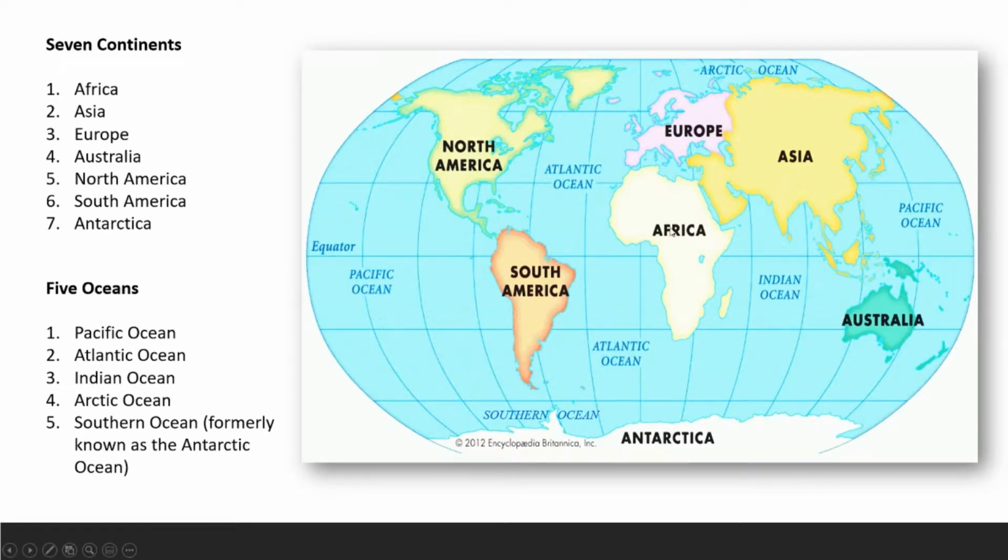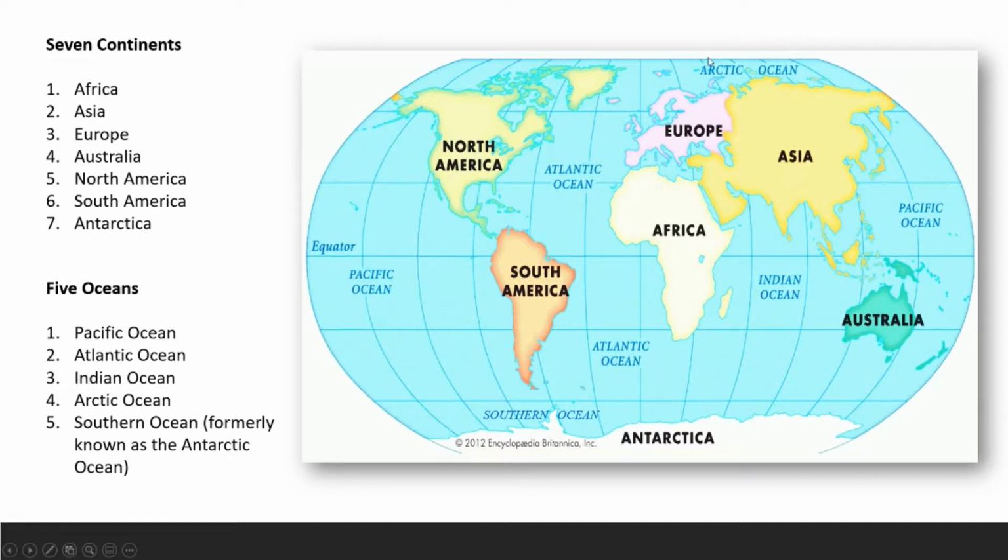You have the seven main continents: Africa, Europe, Asia. These are the first settlements of humans. And then they go, of course, down into Australia and over from Asia across the land bridge into North America and South America. You have the five oceans.